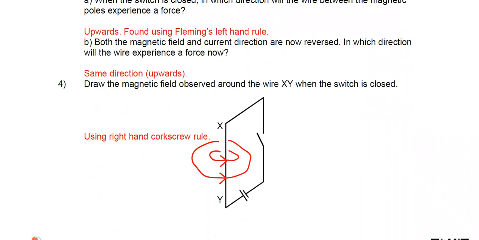Draw the magnetic field observed around the wire XY when the switch is closed. So using the right-hand corkscrew rule, if you grip the current, the conventional current is going from Y to X. So by using the grip rule, it's going to go around in the direction seen in the picture.